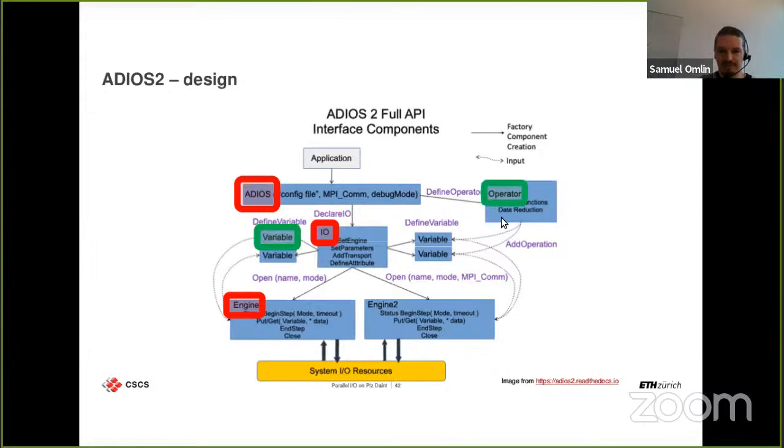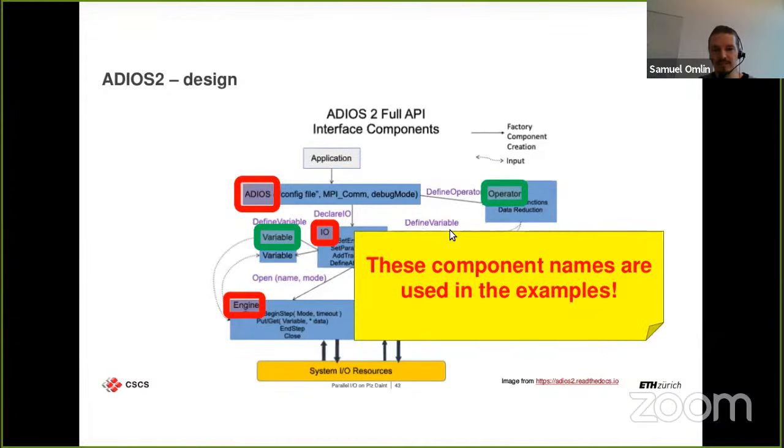In addition to this, we have a variable, for example temperature or whatever that you would create. And then we have one last thing, the operator, which is nothing else than something that allows you to add some on-the-fly lossy or lossless compression. These component names are important because we use them also in the examples for clarity.